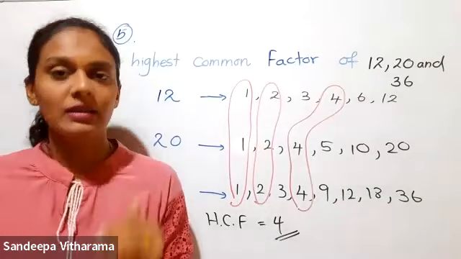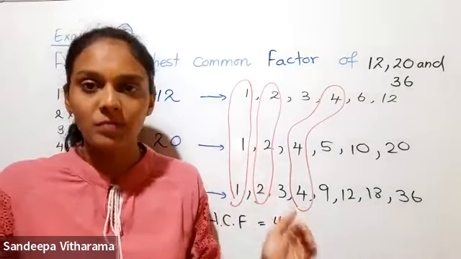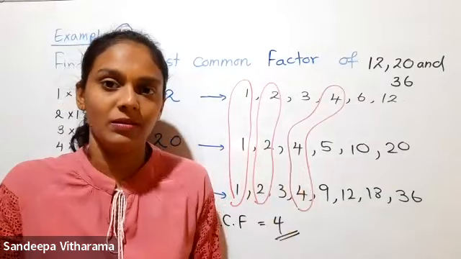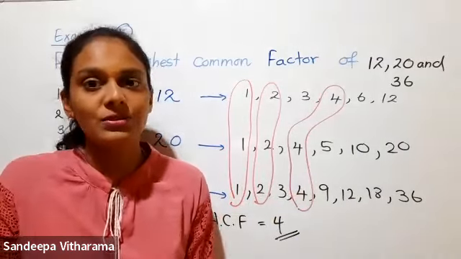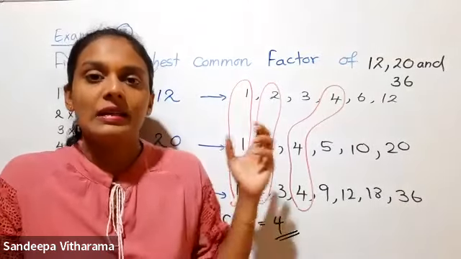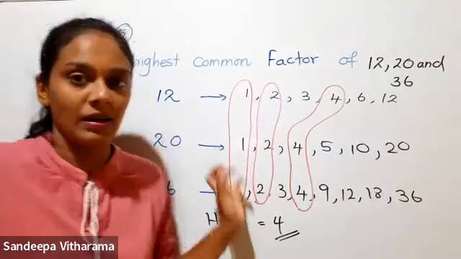What is meant by highest common factor? That is the highest common number. Okay, or the highest common possible number that is used to divide the given list of numbers.